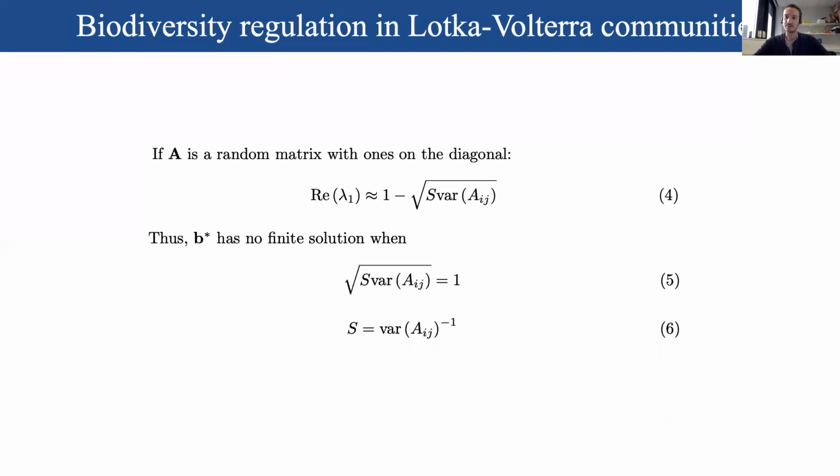So from this very simple analysis then, it's possible to show that there is some fundamental limit on the number of species that can coexist within an ecological community. And further, we can predict the species richness at which this community will have no finite solution to the equilibrium biomass distribution.